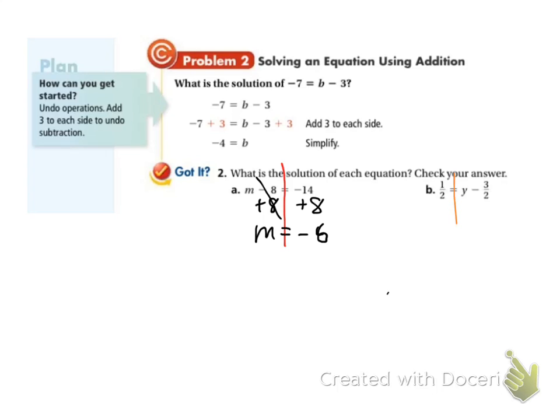I'll do this guy over here as well. I'm trying to get the y alone, so I need to get rid of the 3 halves. So I need to add 3 halves to both sides. That'll cancel off. I get y equals 3 halves plus 1 half is 4 halves, which is just 2. So y is equal to 2.